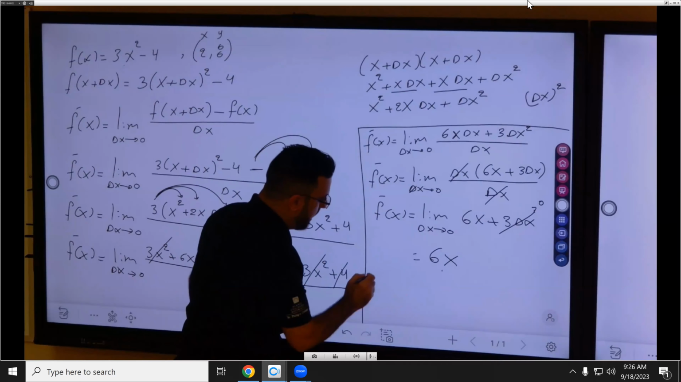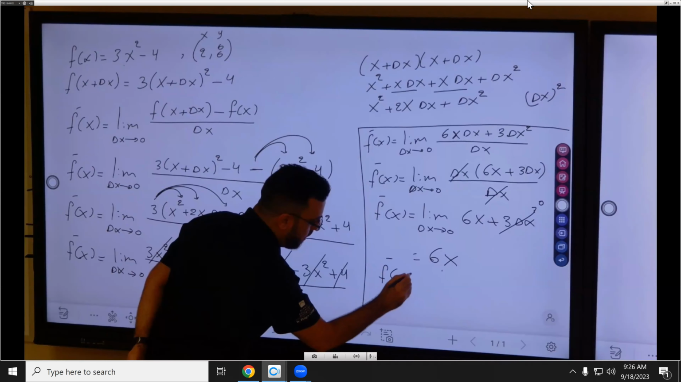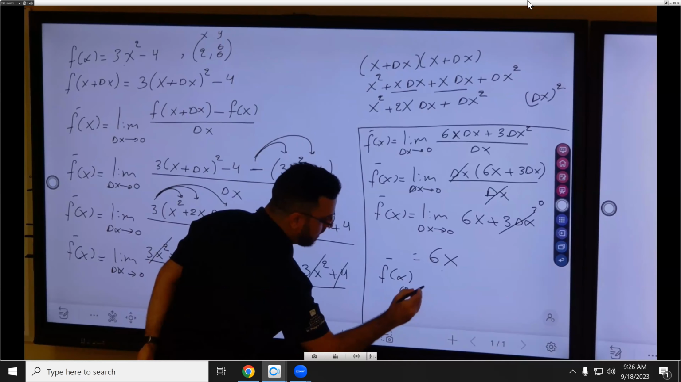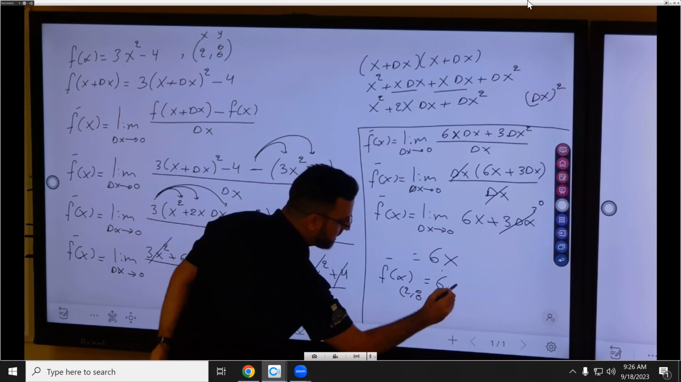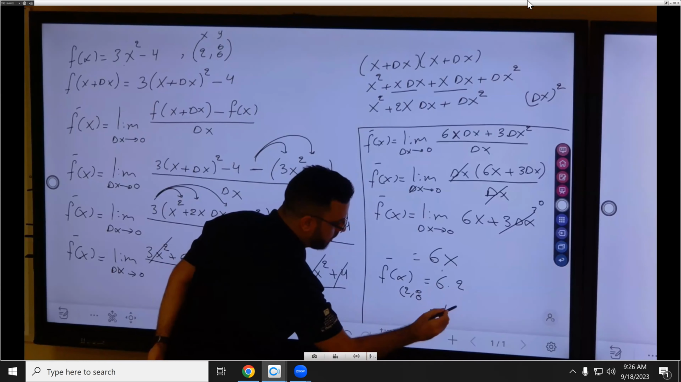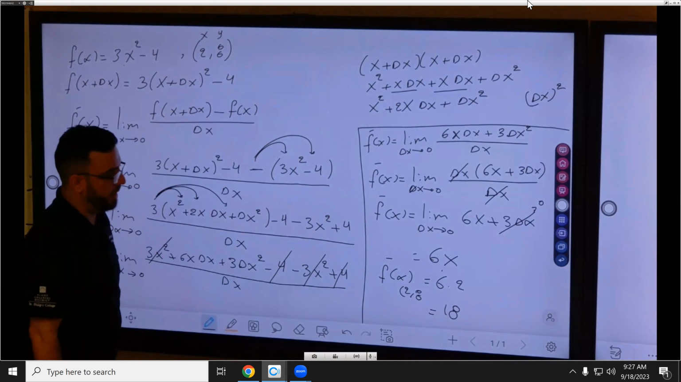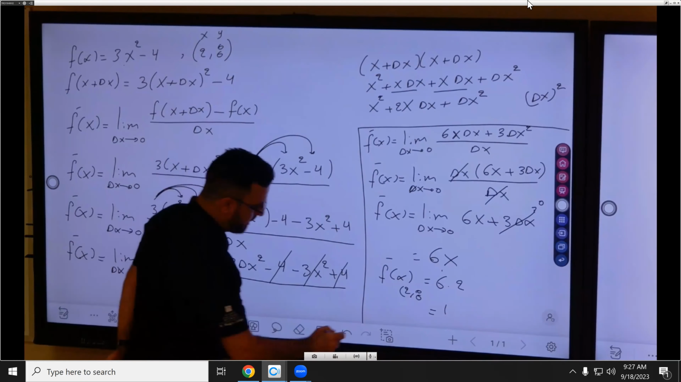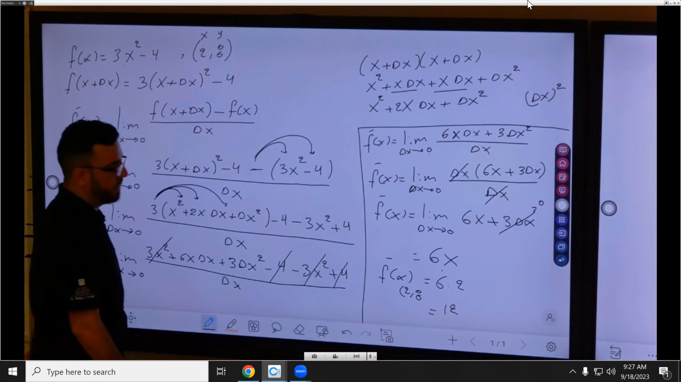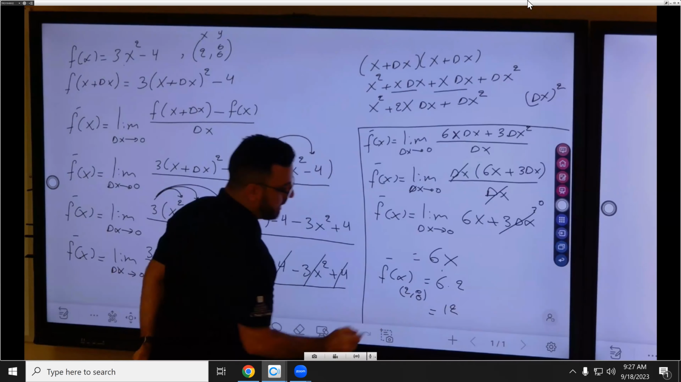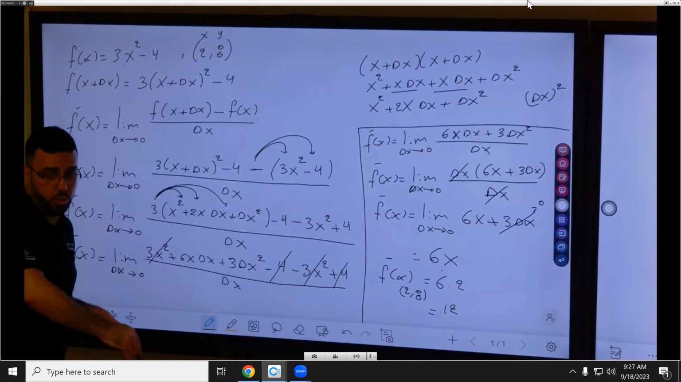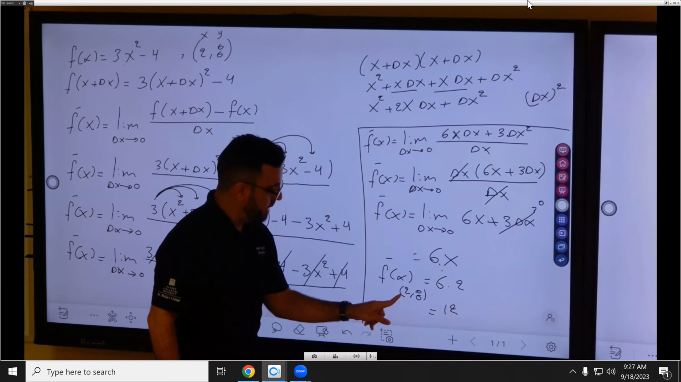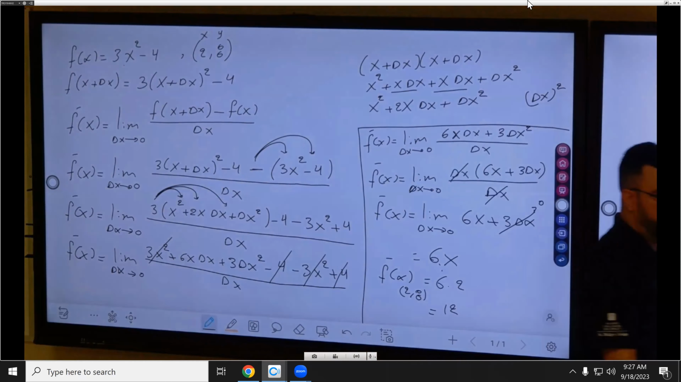That means the slope at the point 2, 8 is going to be 6 times how much the x? So it's going to be 12. The slope for the whole curve is going to be 6x. But at this point, 2, 8, the slope is going to be 12.